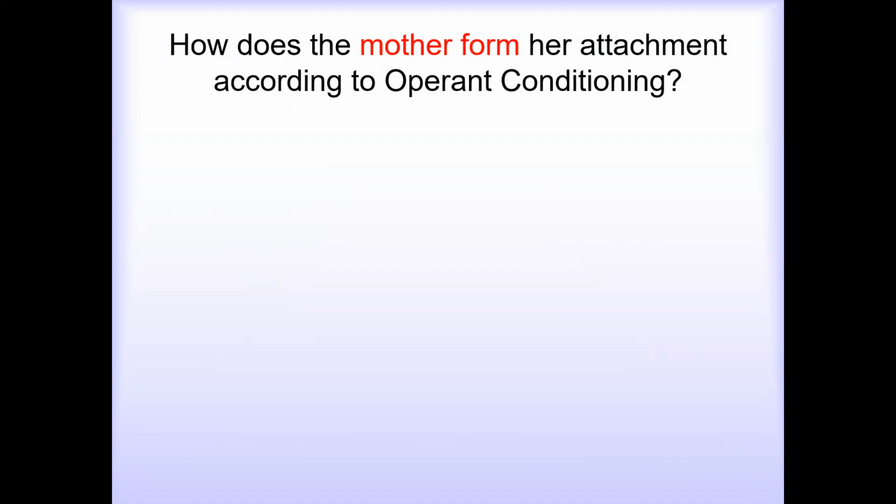But remember, attachment is a two-way emotional bond. So we need to be able to use operant conditioning to explain how the mother will form the attachment. Now, this one is slightly different to that of the infant. We're using, again, still reinforcement. Remember, the infant got positive reinforcement because of the reward. We're going to use here now, for the mother, negative reinforcement.